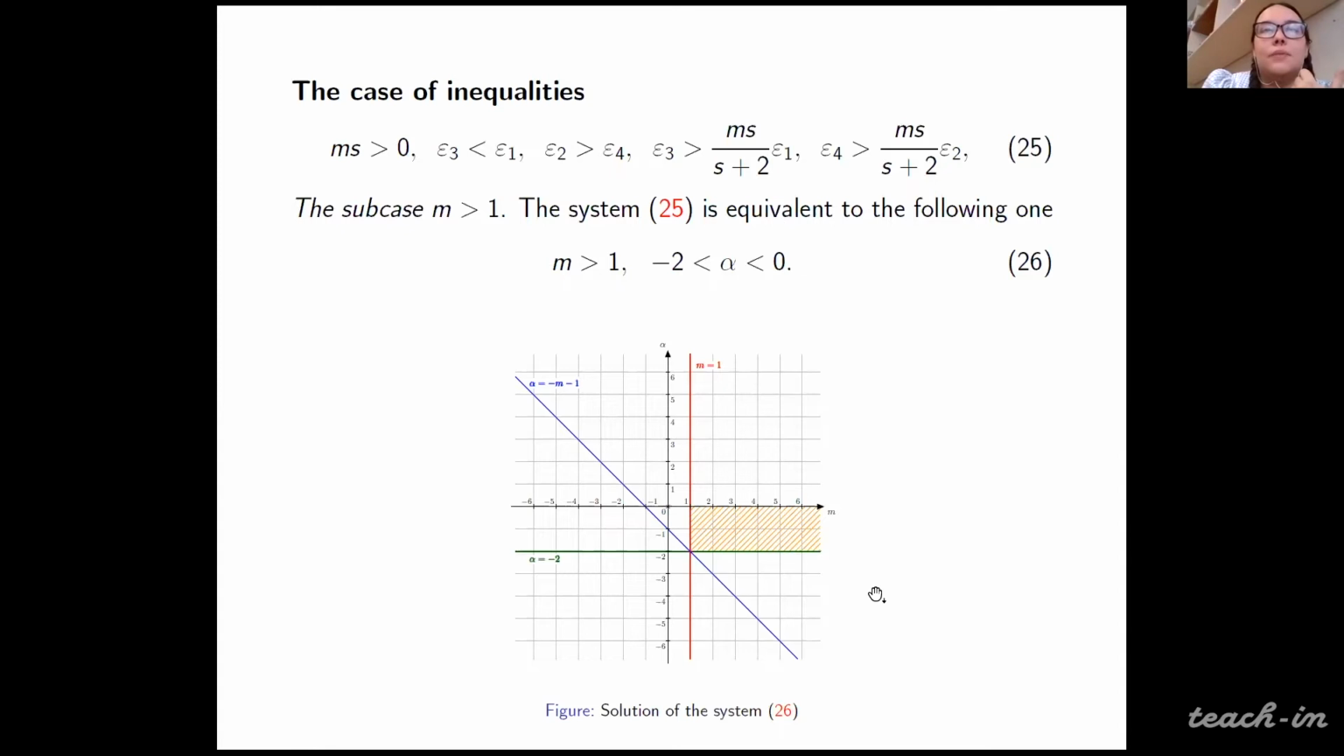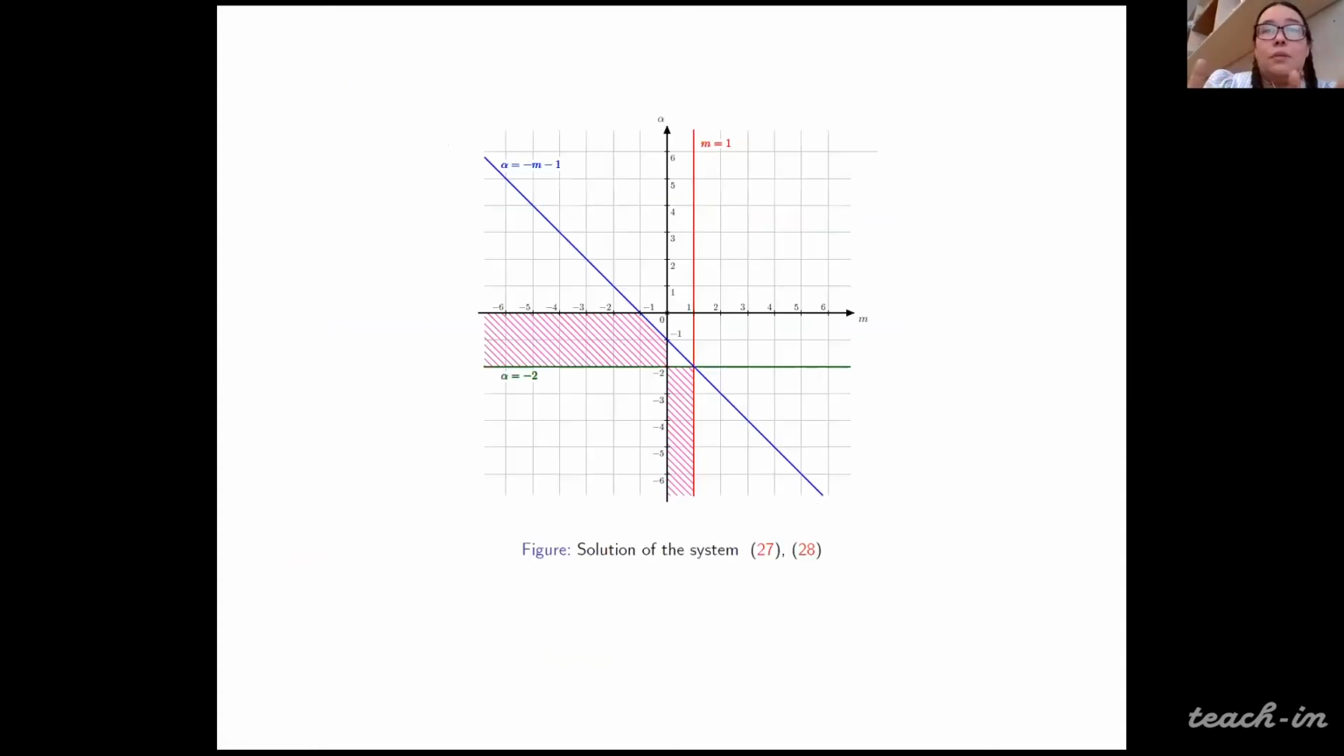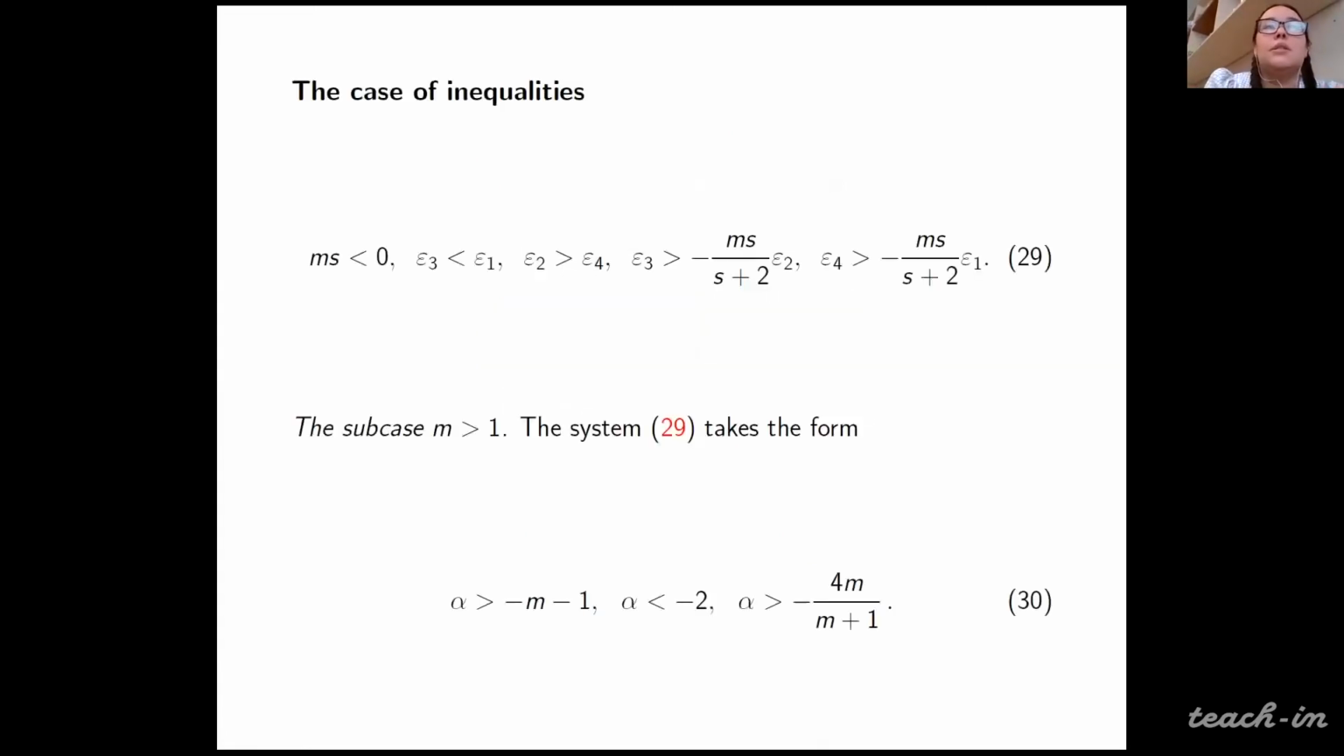It's the orange set. Then the other case is when m is less than 1. Then our system can be transformed into the following form, and that is equivalent to the following two possibilities, 27 and 28. That could be easily visualized on the following m-alpha plane. These two pink sets. As I also said, boundaries are not considered in our picture.